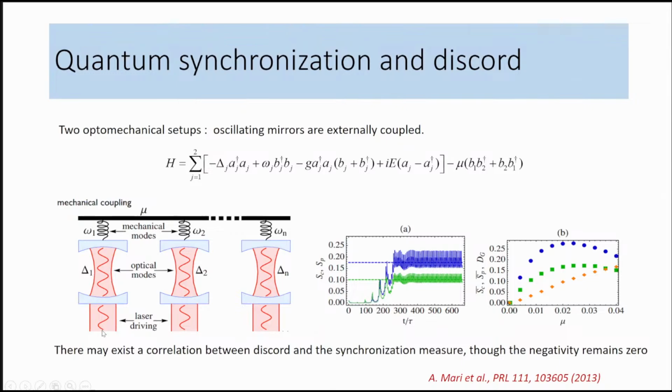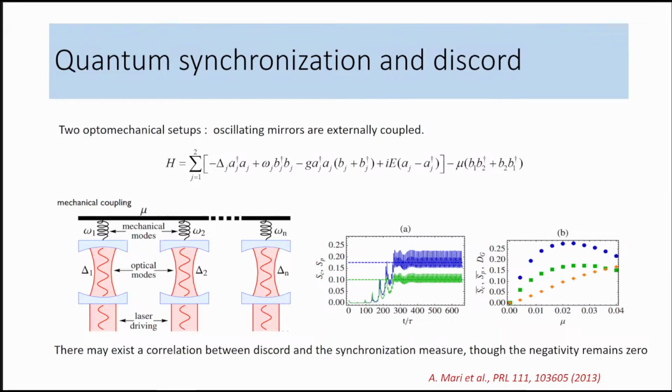This cavity is driven from the bottom by laser driving, and one of the oscillators, the upper one, is oscillating at a frequency ω1. Consider the second optomechanical setup. It is the same. So the two mirrors are now coupled externally by some coupling constant mu. You can consider many of them in this way. There can be n oscillators the way it is proposed here.